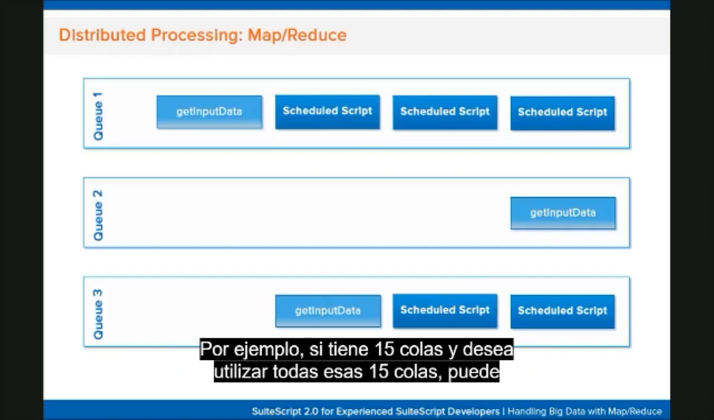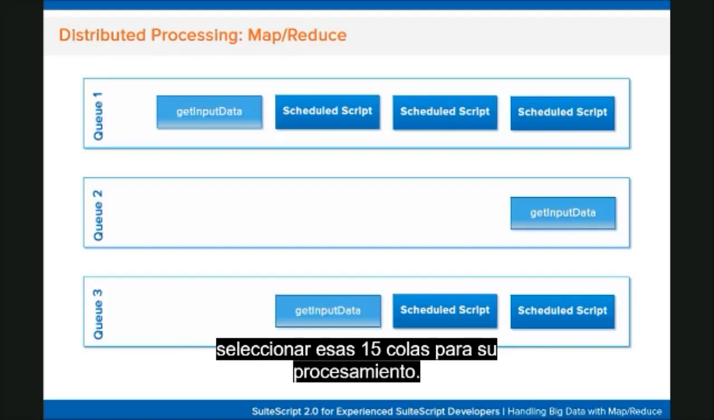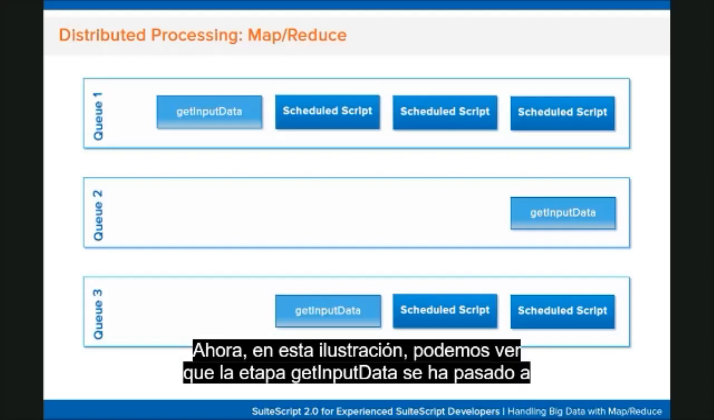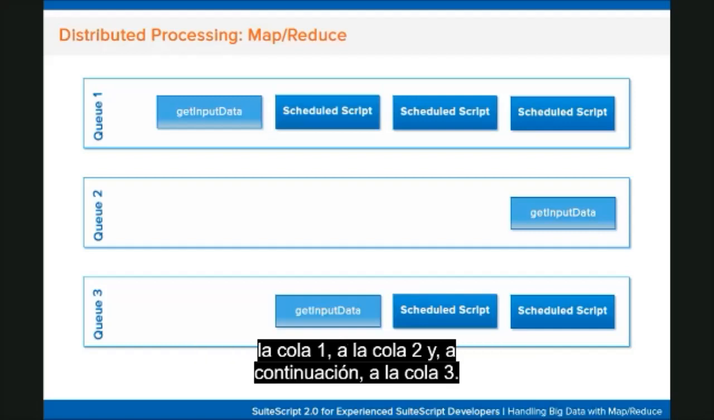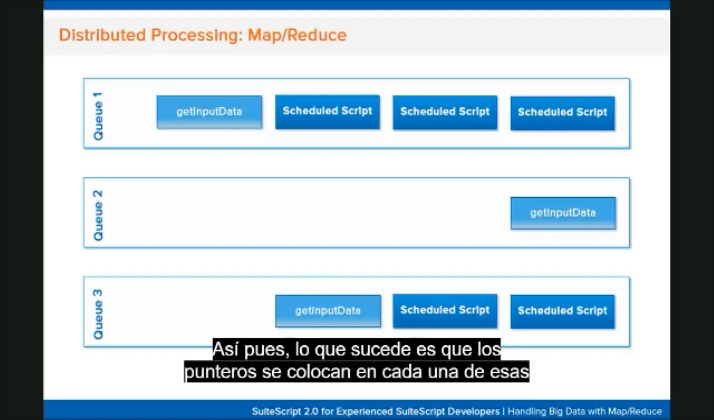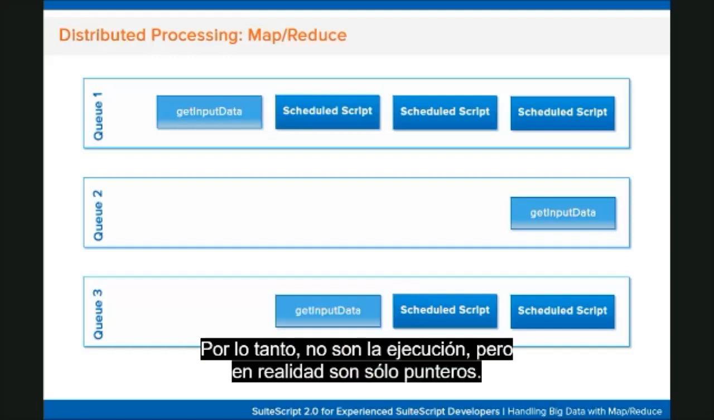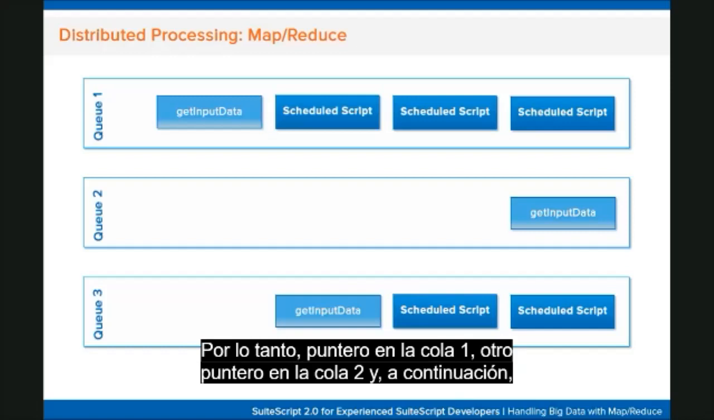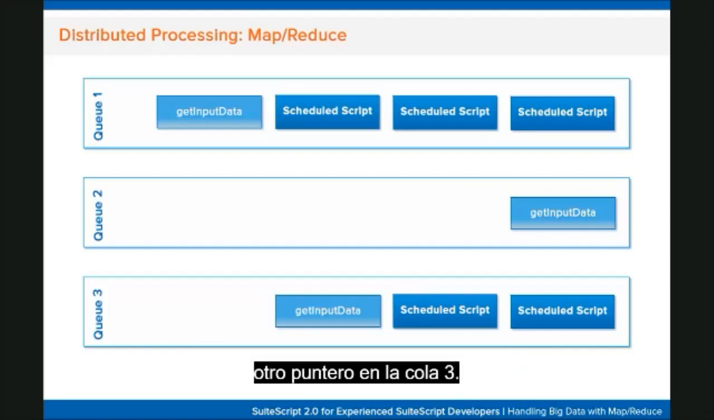For example, if you have 15 queues and you want to use all those 15 queues, then you can select those 15 queues for processing. That means that all of the queues are available for you. Now, here in this illustration, we can see that the get input data stage was passed into Q1, Q2, and then Q3. So what happens here is that pointers are placed in each of those queues. These are not the execution, but just pointers. So a pointer in Q1, another pointer in Q2, and another pointer in Q3.